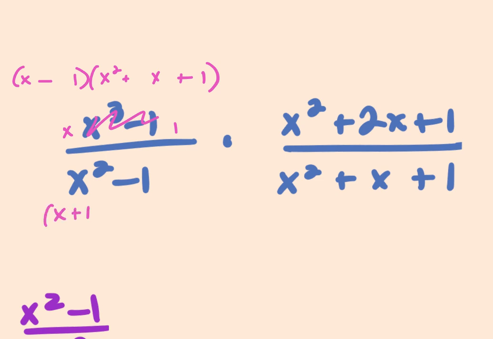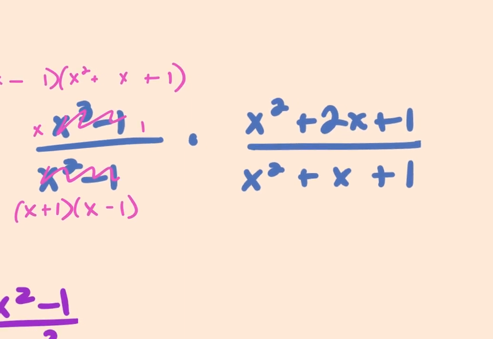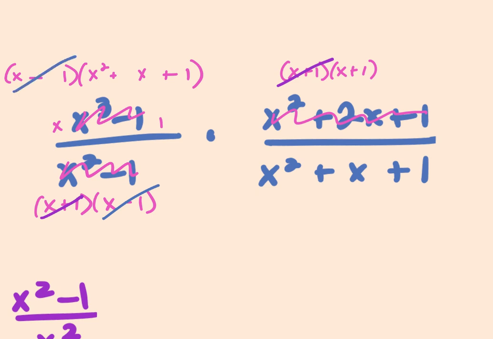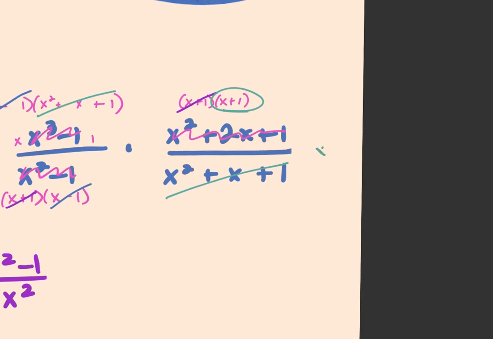The bottom left is x plus 1 and x minus 1 because it's the difference of 2 squares. The top right, factors of 1 that sum to 2 are x plus 1 and x plus 1. That's gone. And the bottom right can't be factored. There's no factors of 1 that sum to 1. Then we're going to cross cancel. So the x plus 1 here can cancel with the x plus 1 there. The x minus 1 here can cancel with the x minus 1 here. And the x squared plus x plus 1s can cancel in the top left and bottom right. And all that's left is my x plus 1.